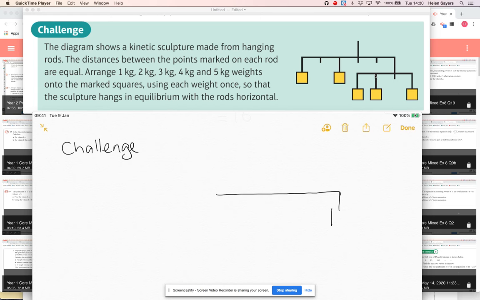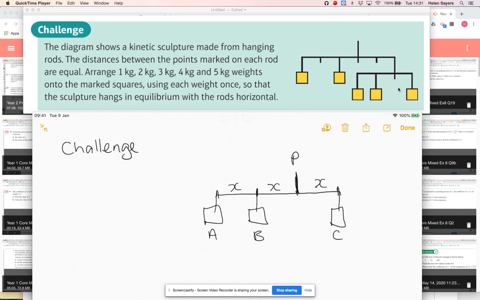So I've got a rough sketch of these three masses hanging from there. I'm going to call that P, and I'm going to take moments about P. I'm going to call the three masses A, B, and C. One thing they tell me in the question is that the distances between the points marked on each rod are equal. So each of these divisions are the same, and I'm going to call those X. That distance is X, that distance is X, and that distance is X.